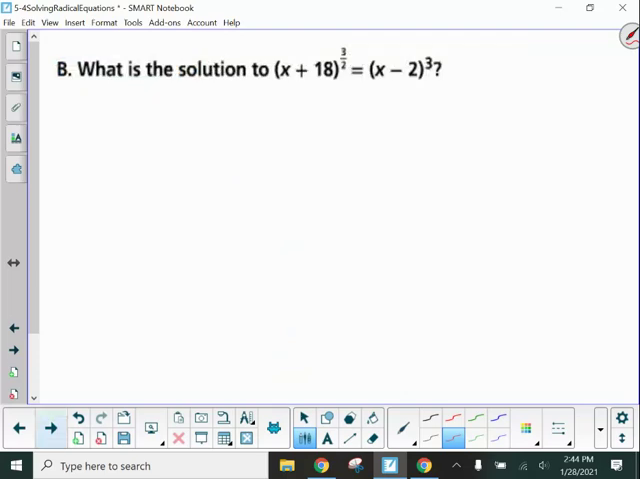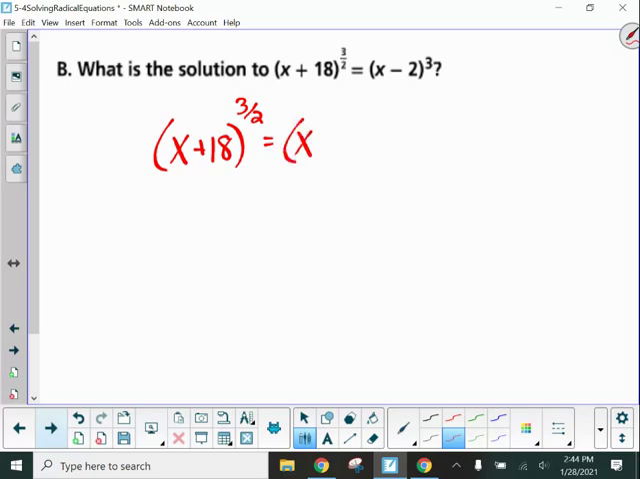So this is part B of the same question. Again, we have one rational exponent and one exponent that, I guess technically it is rational because 3 is 3 over 1. So we're going to solve this using a very similar method to what we had before.